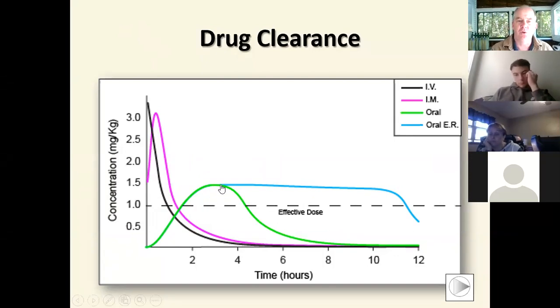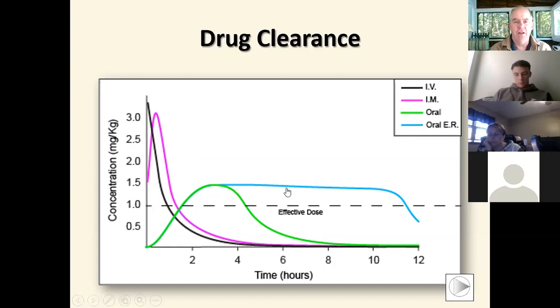By the time you're through absorbing, you've already eliminated 50% of the drug. And then here on the downslope, you're still absorbing some of the drug as you're eliminating, and eventually all the drug will be absorbed and you've got only elimination over here. So these processes are happening at the same time in oral administration, whereas with IV, your absorption's immediate and you've only got elimination going on. So it's going to peak the highest and last the shortest for that reason.